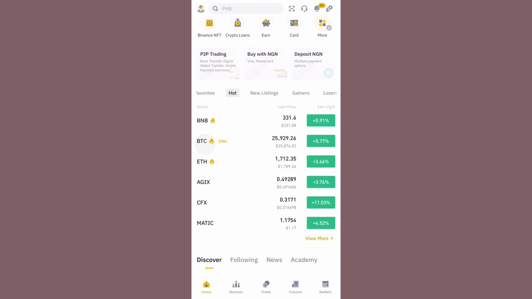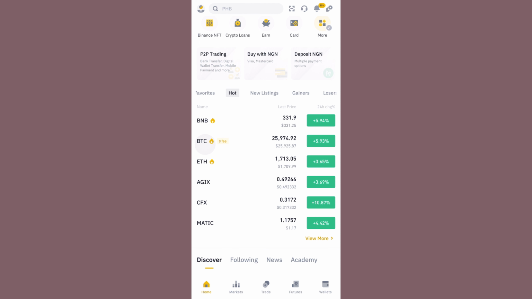Okay, let me quickly show us here how to trade futures. This is my Binance application. I will leave a link in the description box for you to get Binance or get registered on Binance if you don't already have an account.